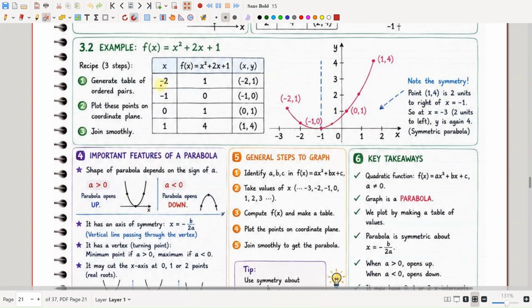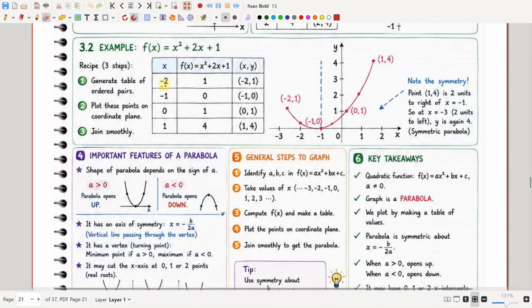Okay, so I'm assuming values here. I'm having 3 columns: x, f of x, and (x, y). Generally, we always take f of x equal to y. So you can rewrite this equation as y is equal to x squared plus 2x plus 1. Now let's take some sample values for x, and we can calculate the ordered pairs (x, y).